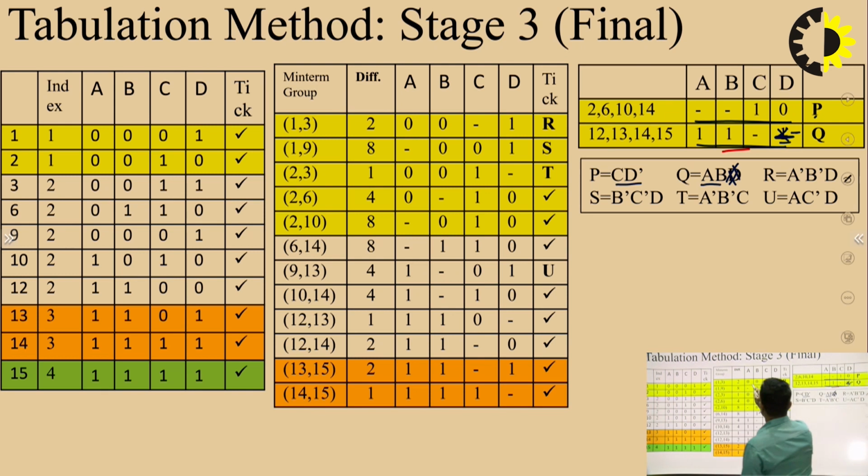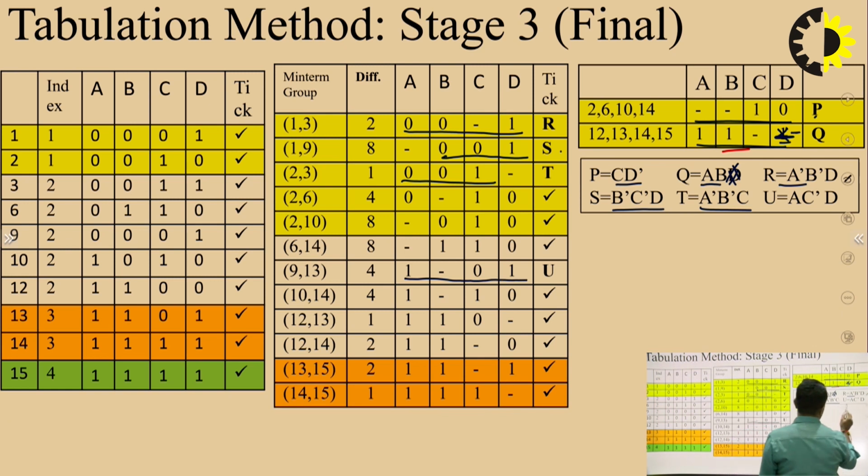Similarly, R, if you check, is A bar, B bar, D. S is B bar, C bar, D. T is A bar, B bar, C. U is A, C bar, D. Okay.